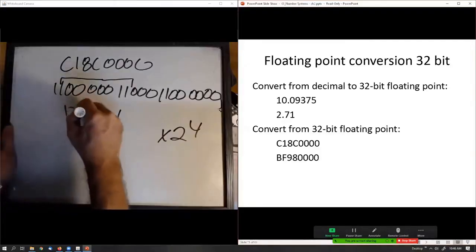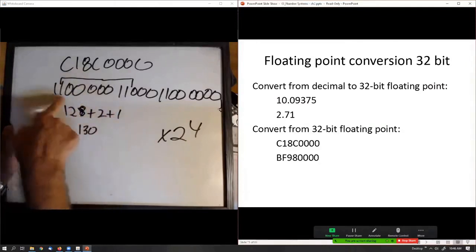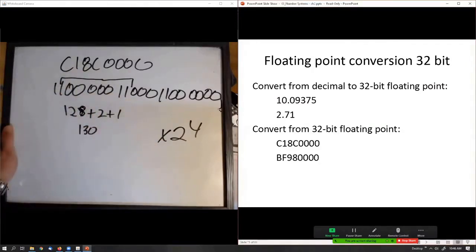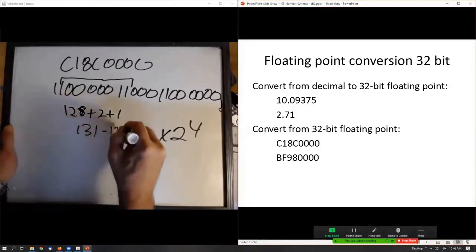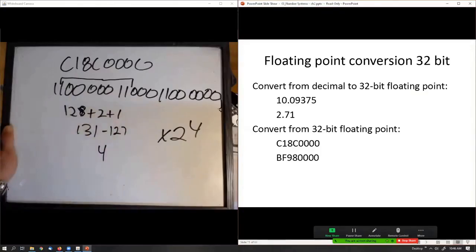I'm sorry, that's 128. I'm thinking ahead again. So I'm thinking subtract 127. So that's 128 plus 2 plus 1, which is 131. Minus 127 is 4. Right?